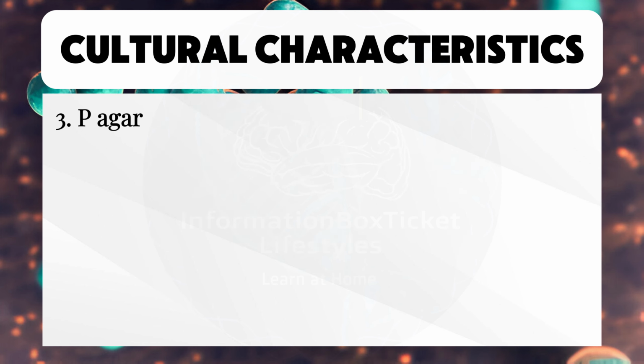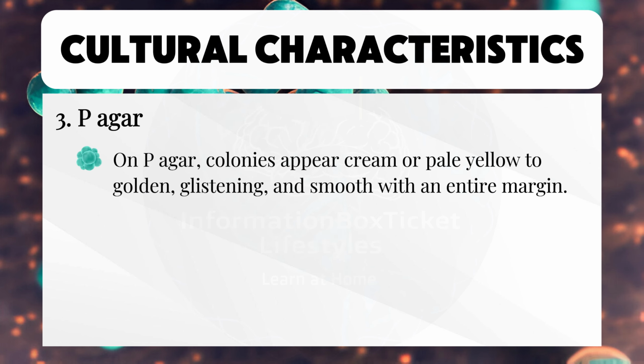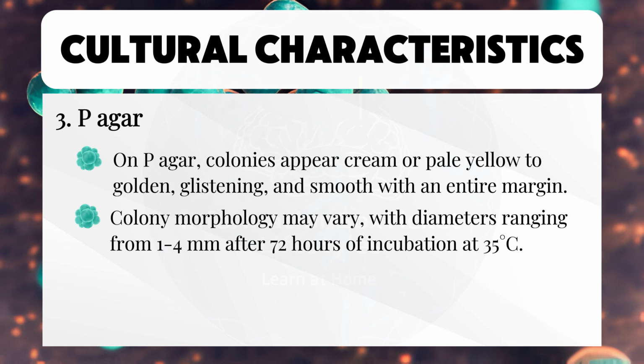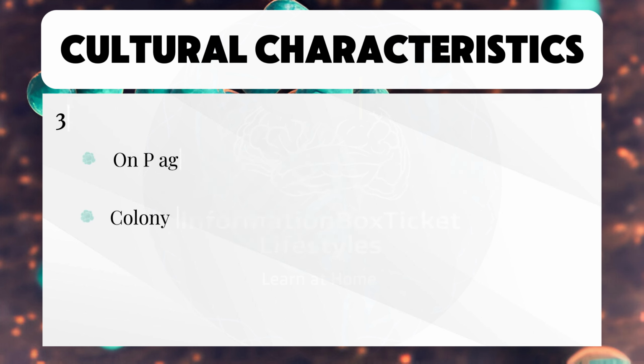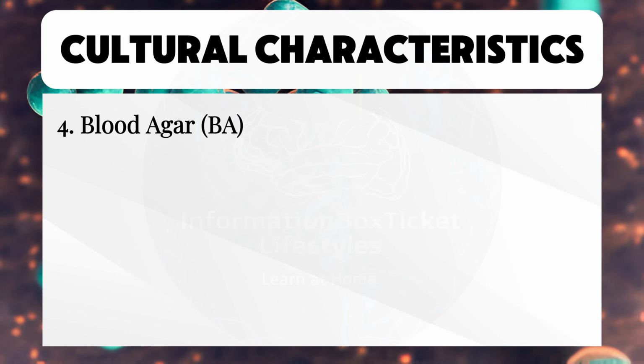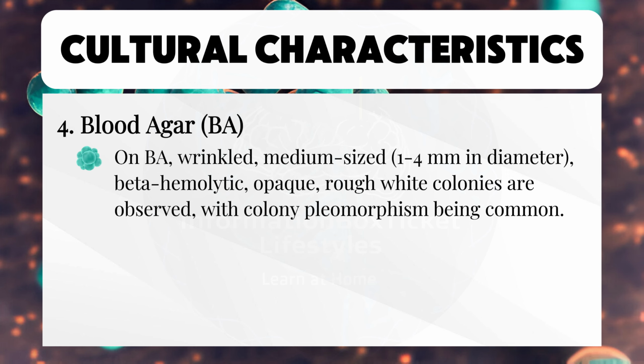3. P agar. On P agar, colonies appear cream or pale yellow to golden, glistening and smooth with an entire margin. Colony morphology may vary, with diameters ranging from 1 to 4 mm after 72 hours of incubation at 35 degrees Celsius. 4. Blood agar. On blood agar, wrinkled, medium-sized colonies, 1 to 4 mm in diameter.